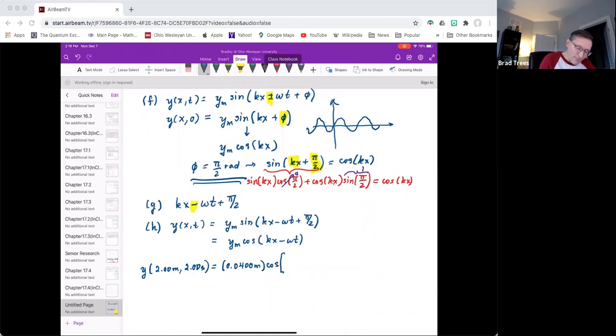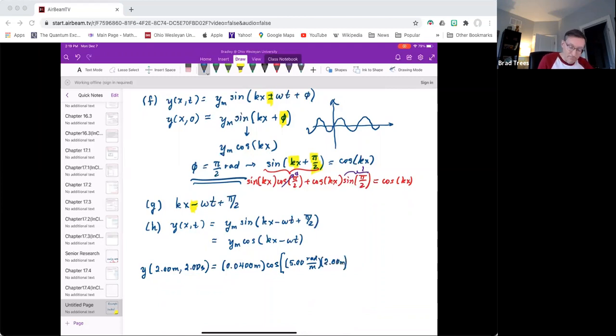Cosine, let me use square brackets. K, angular wave number. I already figured that out. So let me write its value: 5, and the unit, radian per meter. Then I multiply the K by the X that we were given. We were given an X of 2 meters.